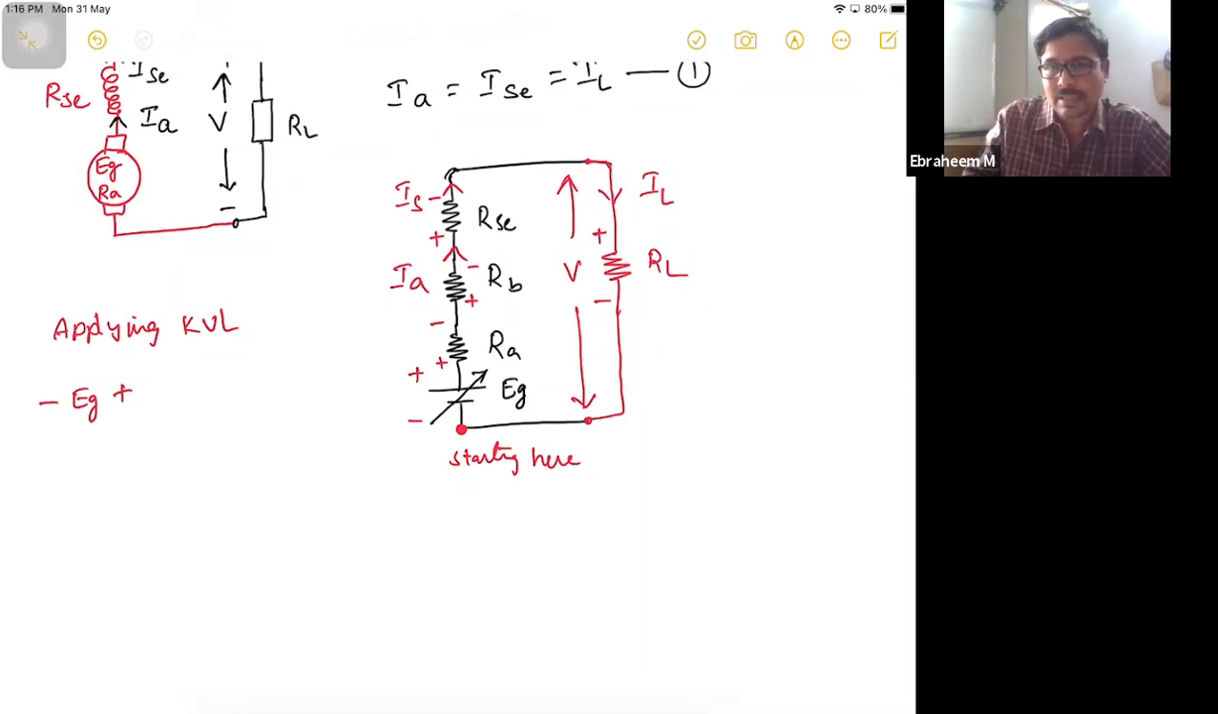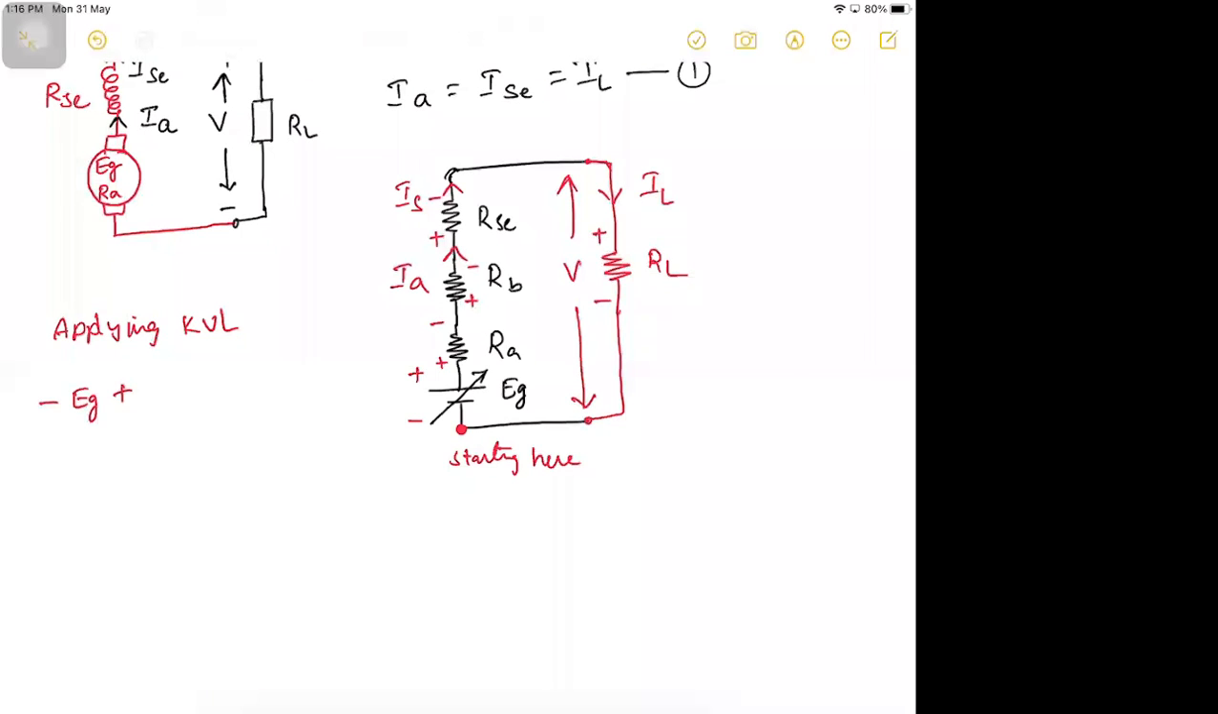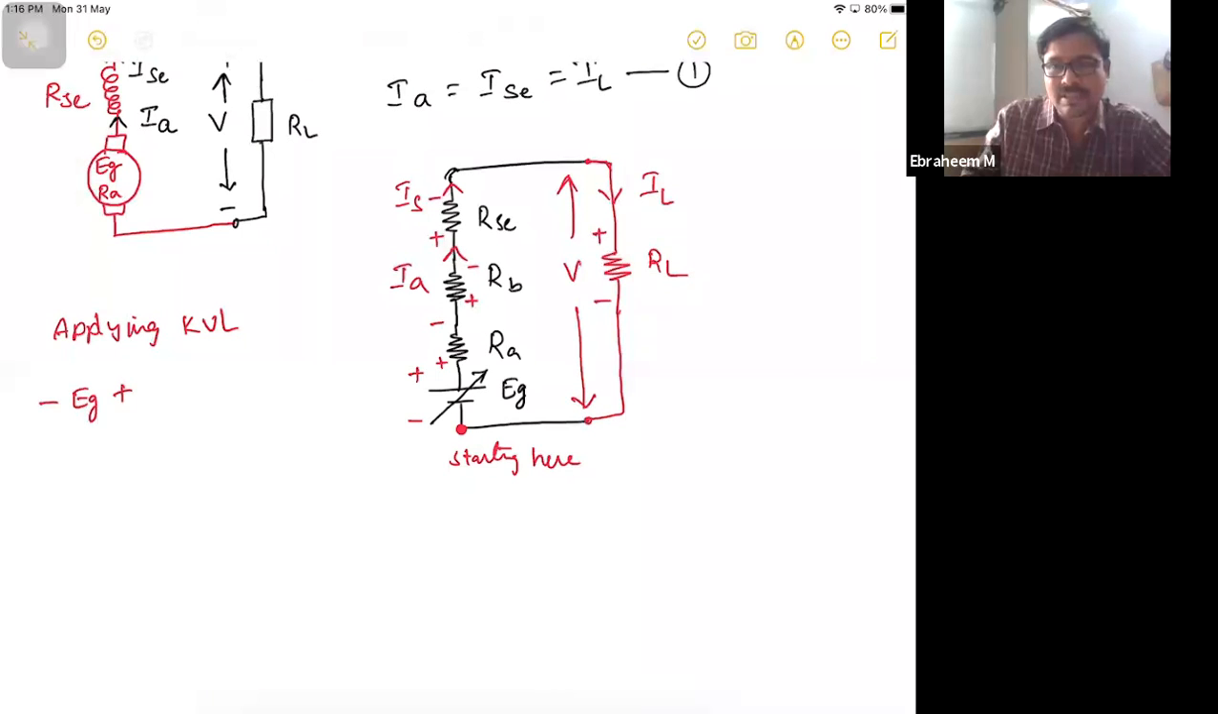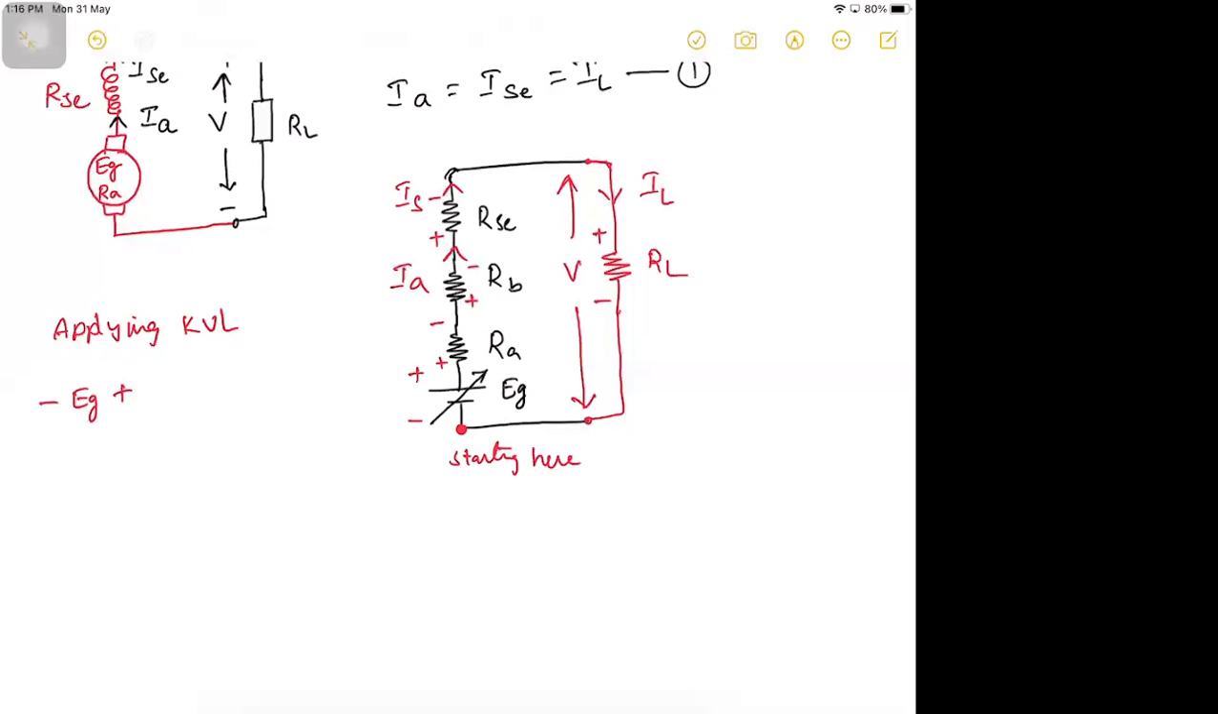Tell me, what is the current that flows through the armature resistance? Same current, sir. Same current means how is it denoted? It is denoted by IA. Any symbol or not? IA, sir.